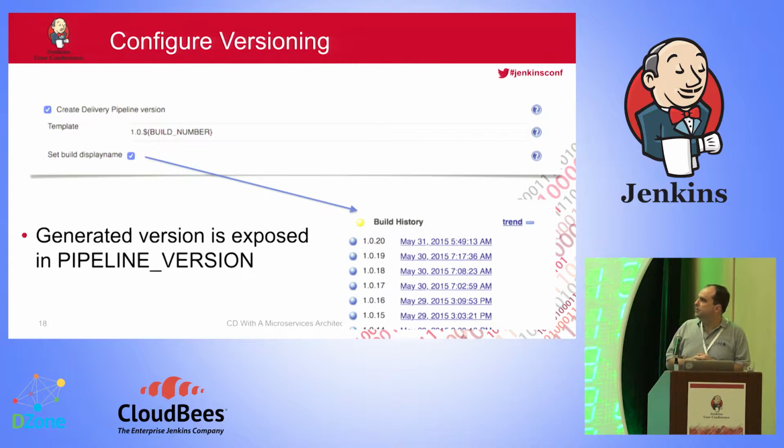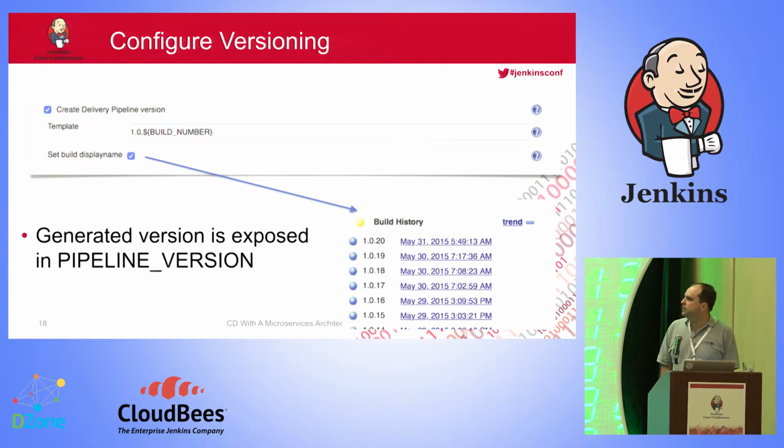Checking the set build display name option will also change the appearance in the build history, so that instead of just saying 20, 19, 18, it says 1.0.20. So I get a closer correlation between what I see in Jenkins and what my software version is.